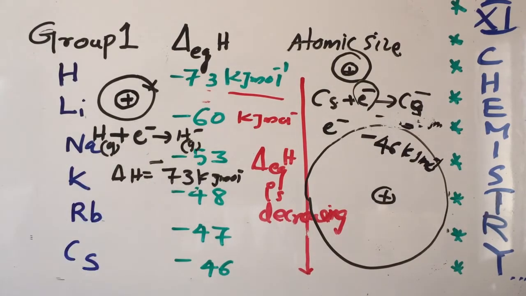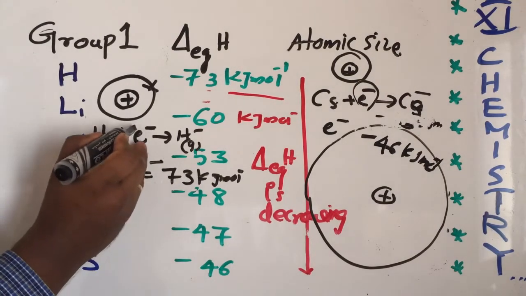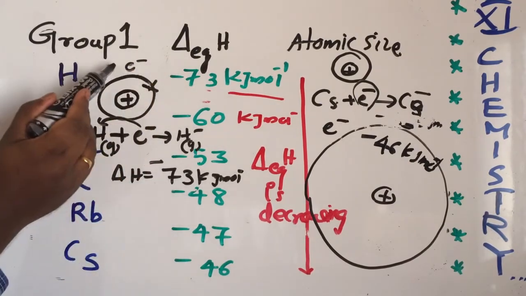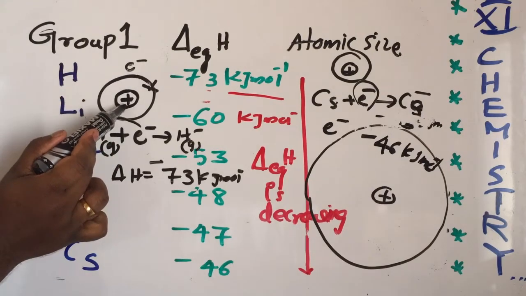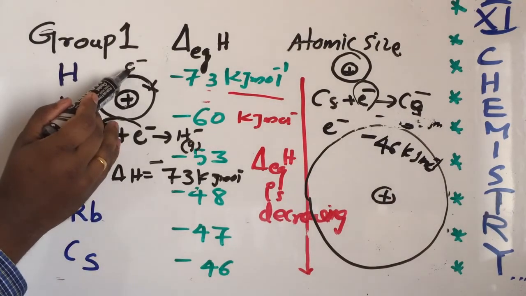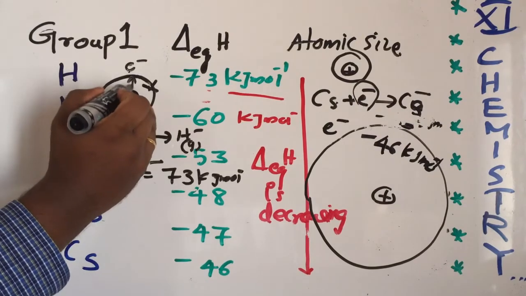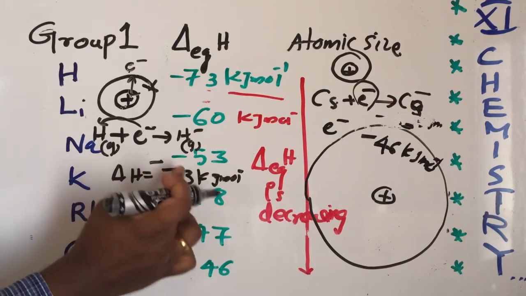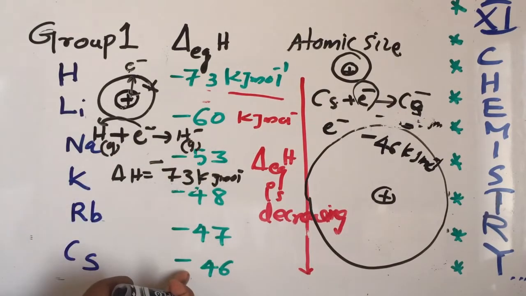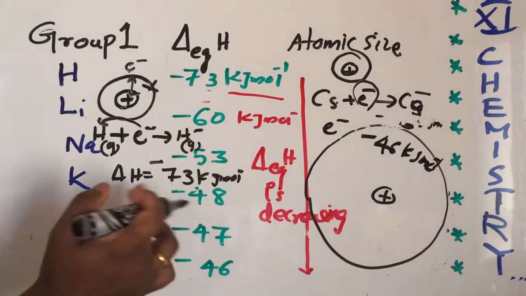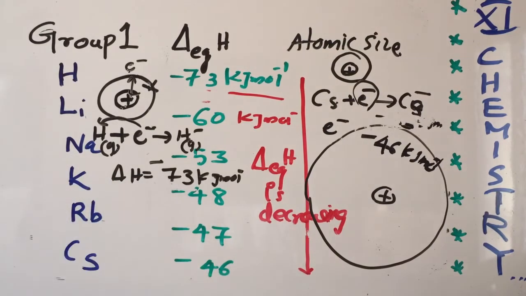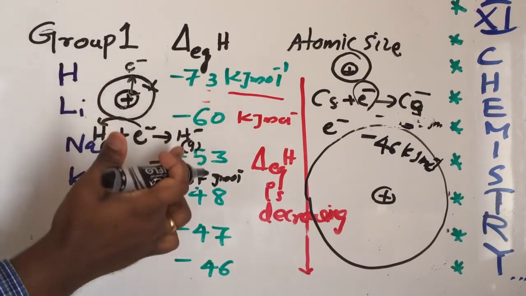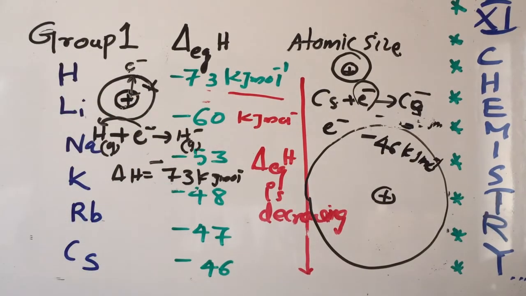More negative value. Why? Because here the addition of an electron to hydrogen is easier. The adding electron is near to the nucleus, so there is a force of attraction. So it can change to H minus, and the amount of energy released is more than minus 46. More than means more negative than minus 46. So the electron gain enthalpy of hydrogen is found to be higher than the rest of the elements.